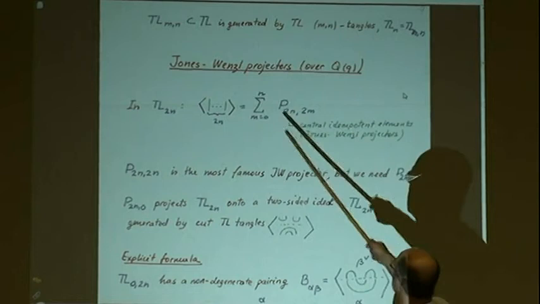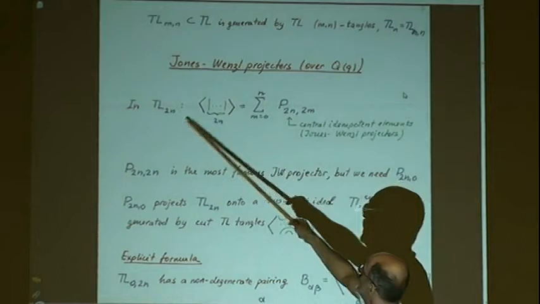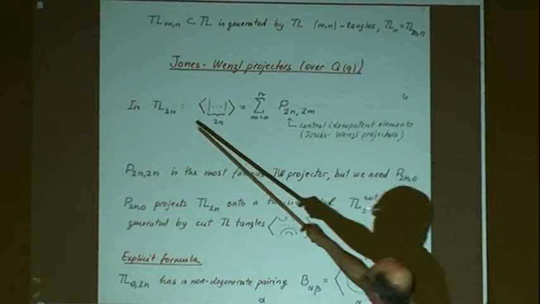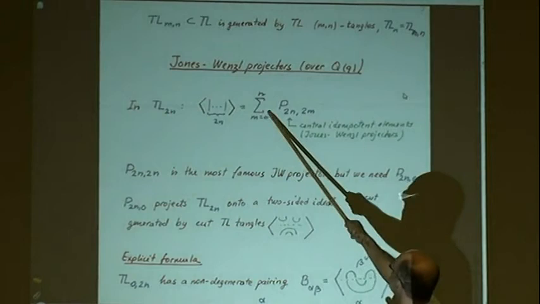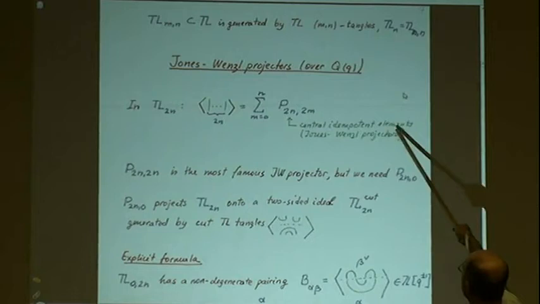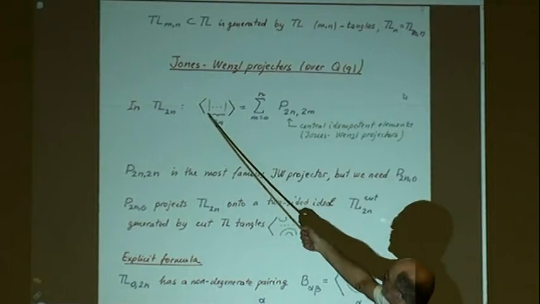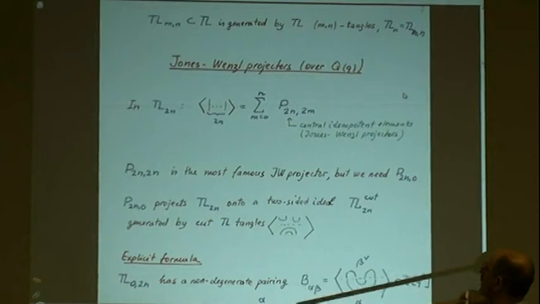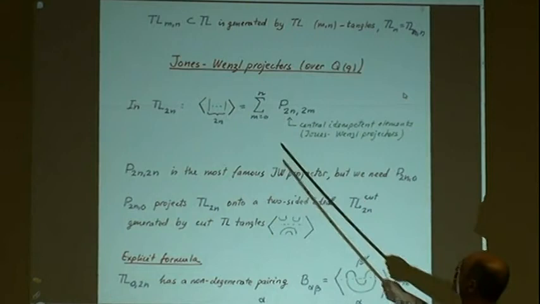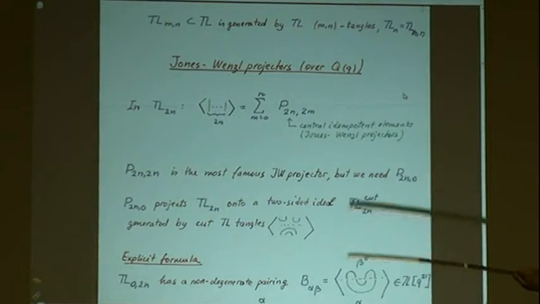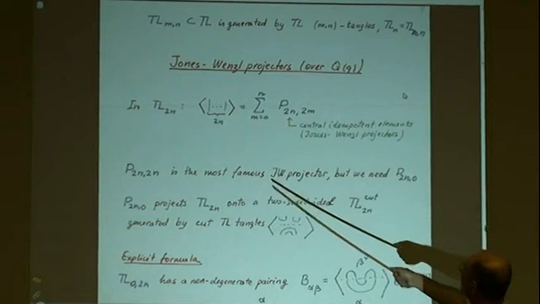If you take the identity braid in the Temperley-Lieb algebra of 2n tangles, this identity can be presented as a sum of mutually orthogonal idempotent elements, which I call P_{2N,2M}. So this 2N refers to this, and this is their number. If you associate those tangles to invariant tensors in the tensor product of two-dimensional representations of quantum SU2, then these correspond to projecting the tensor product onto the sums of SU2 representations with a given highest weight. So the most famous of those projectors, usually referred to as the Jones-Wenzel projector, is the projector P_{2N,2N}.